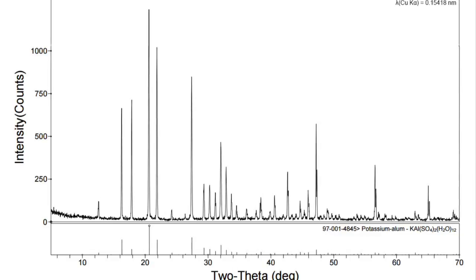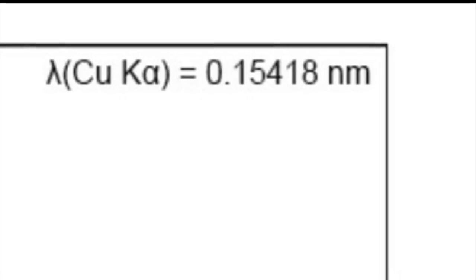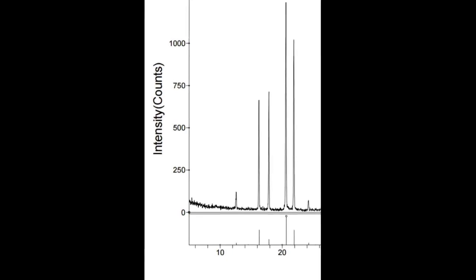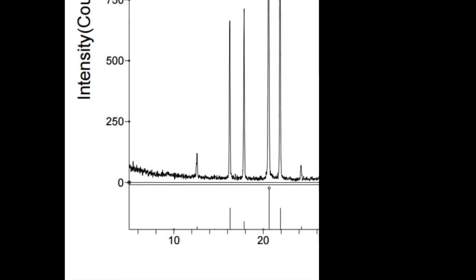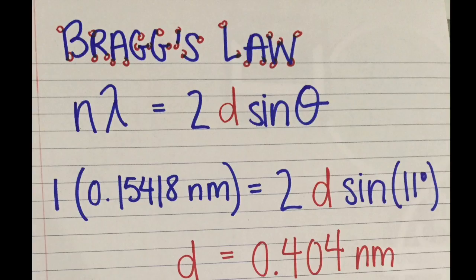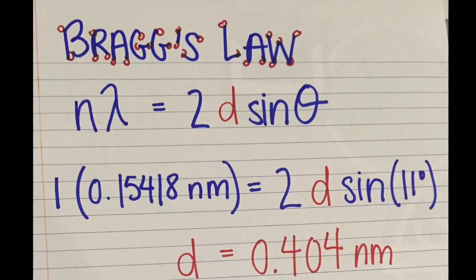So how do we read this graph? The wavelength of the X-rays is about 0.15 nanometers. The angle of diffraction shows that the steepest peak is around 2 theta equals 22, which means theta equals about 11 degrees. Then we can use Bragg's law to figure out the d spacing between the planes of the crystal structure.